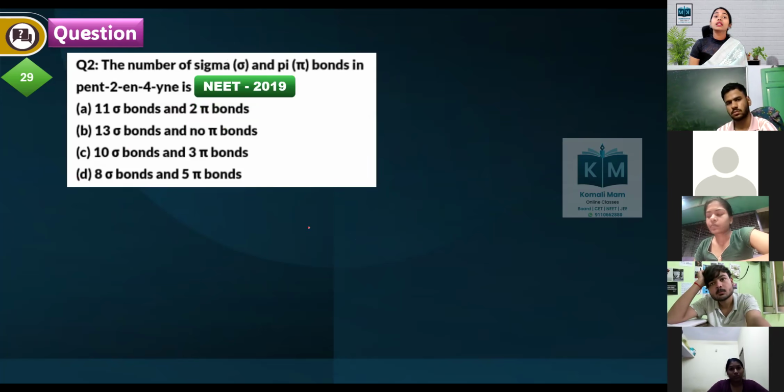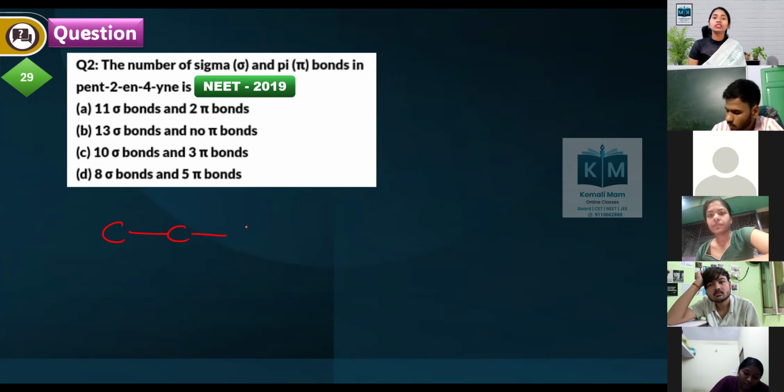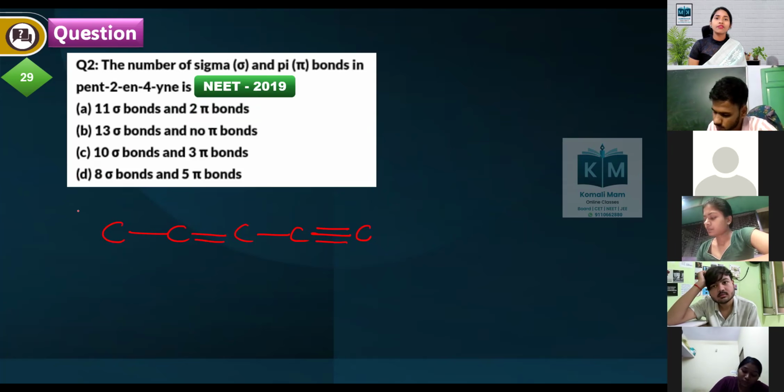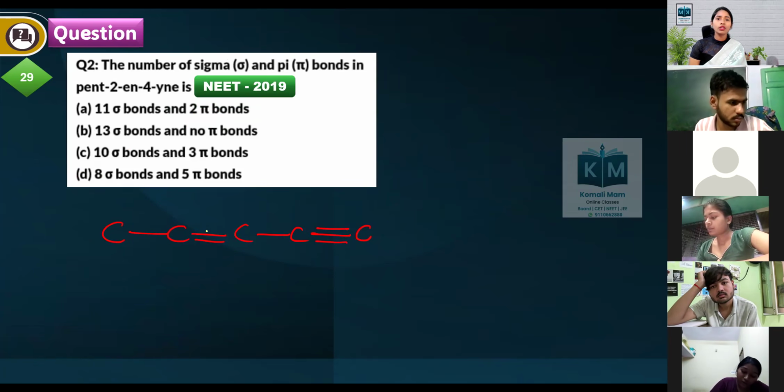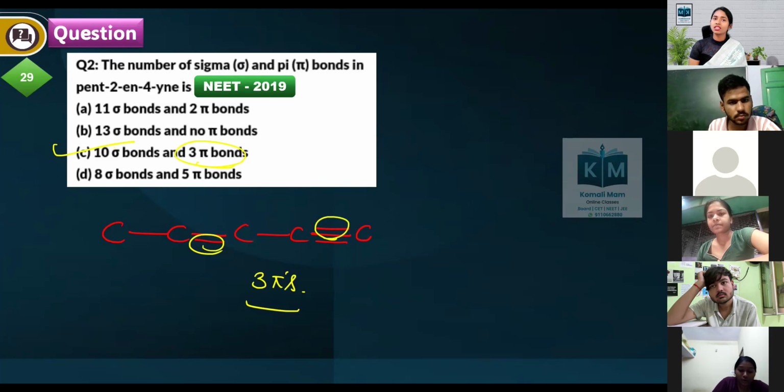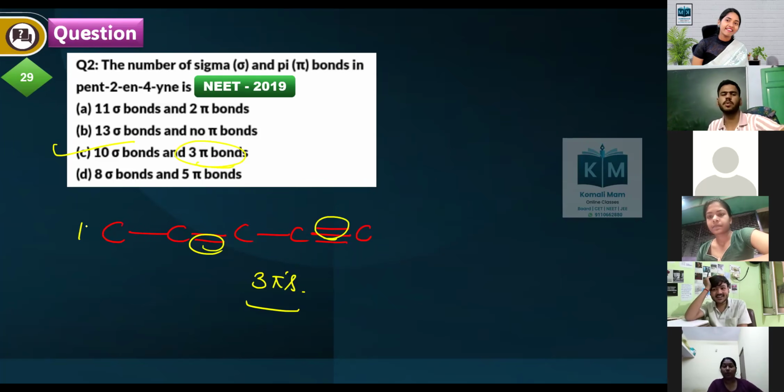Okay, next one. The number of sigma and pi bonds in pent-2-ene-4-yne. Pent: 1, 2, 3, 4, 5. Ene at the second position and yne at the fourth position. Now just to satisfy the valency, 1, 2, 3. How many pi bonds are present? Can you count? 1 pi bond and 2 pi bonds, total 3 pi bonds. So there is only one option with 3 pi bonds, option number 3. Okay, directly we can do that.